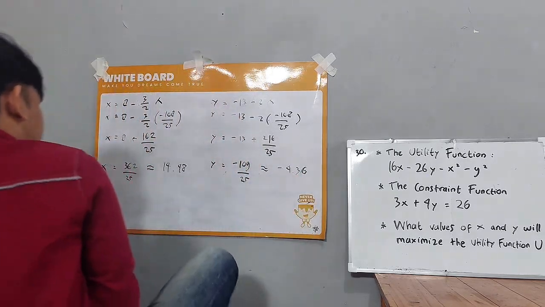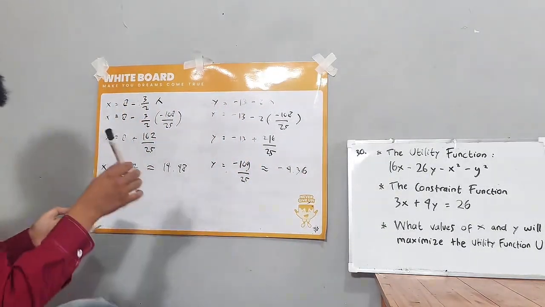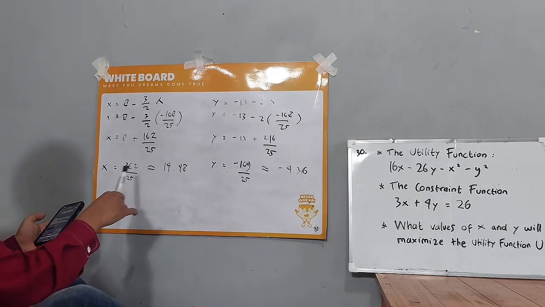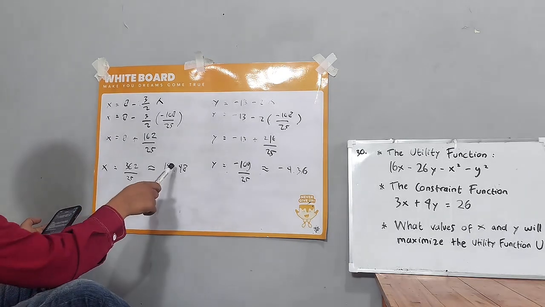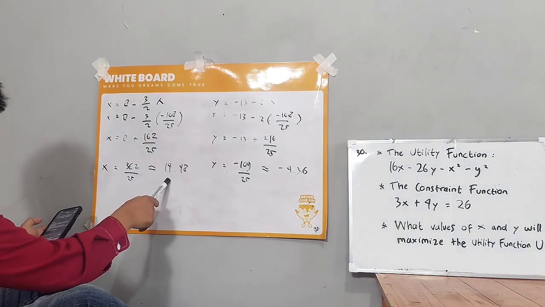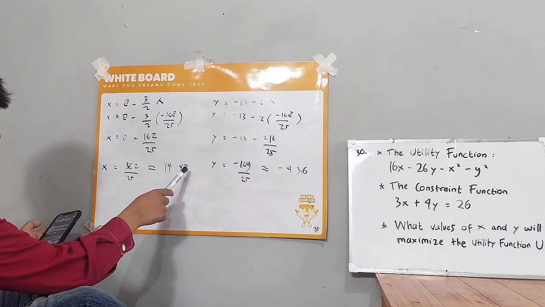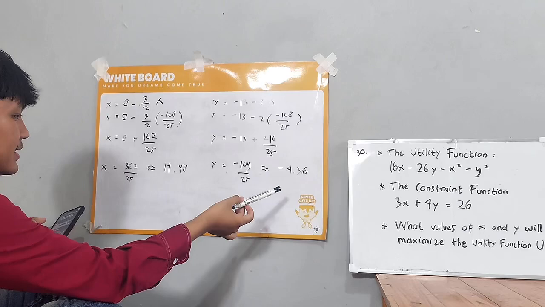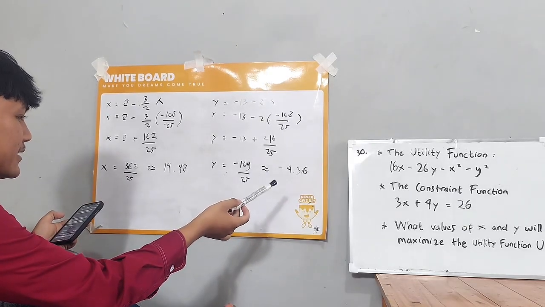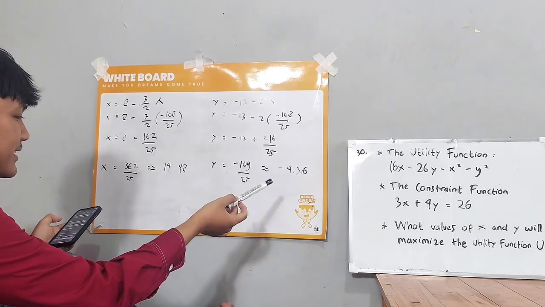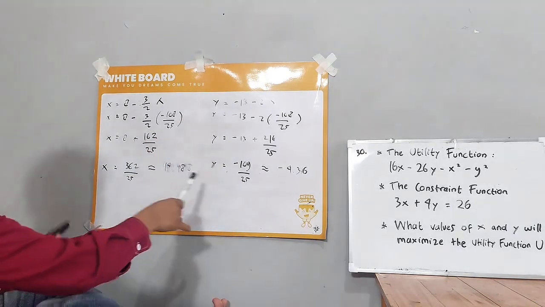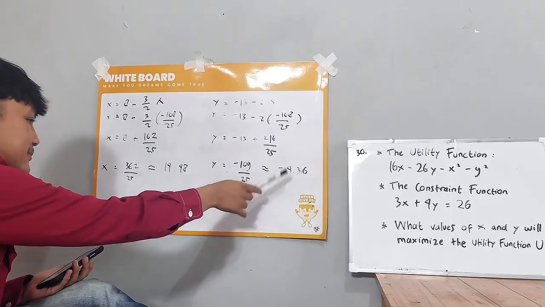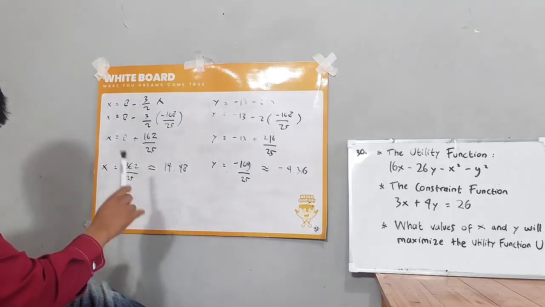So the maximum value of the function occurs at approximately x equals 14.48 and y equals minus 4.36. Although the y is negative and it's impossible, this is the mathematically valid solution based on the Lagrange method.